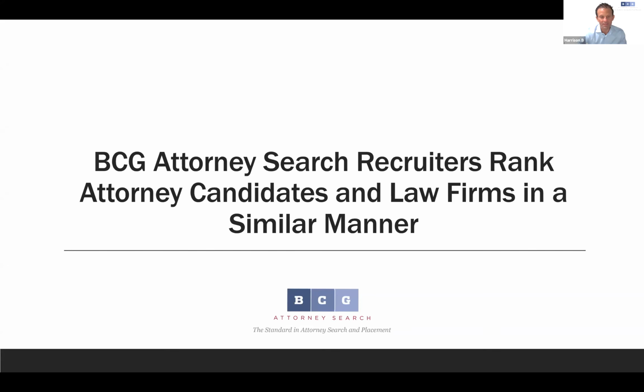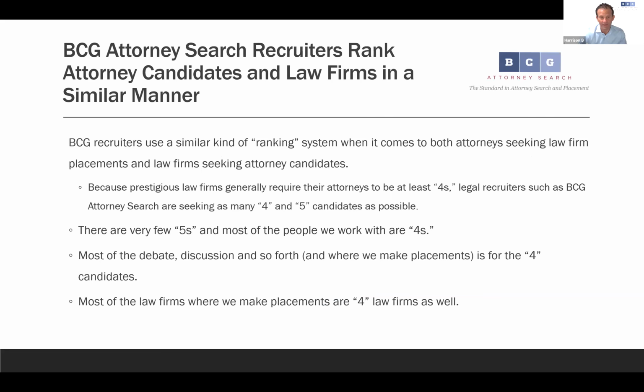And okay, so this is the next thing, and this happened decades ago, so it's not anything to get interested in now. But here's what we do at BCG in terms of how we rank our candidates. We have a very similar type of ranking system for attorneys that come in to work with us, and we want to make sure that we're sending them to appropriate firms.